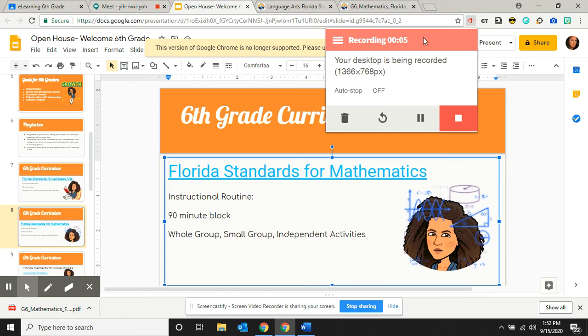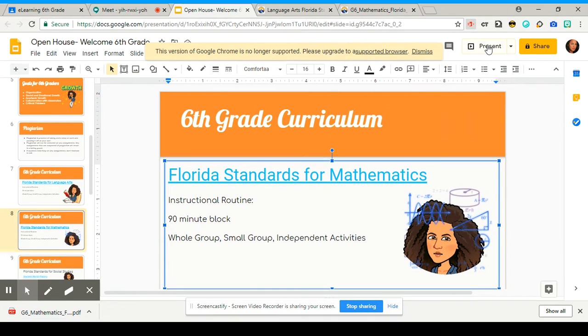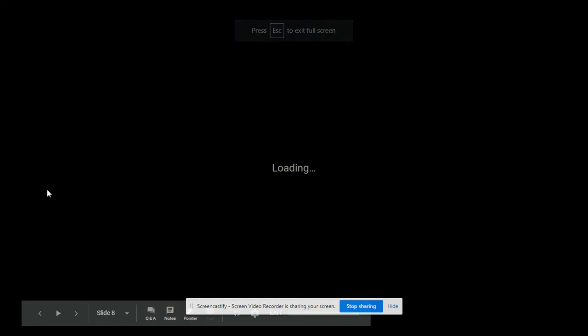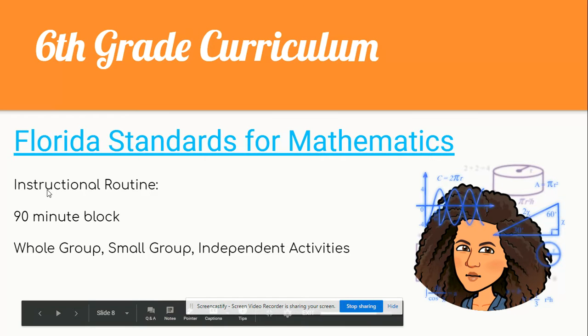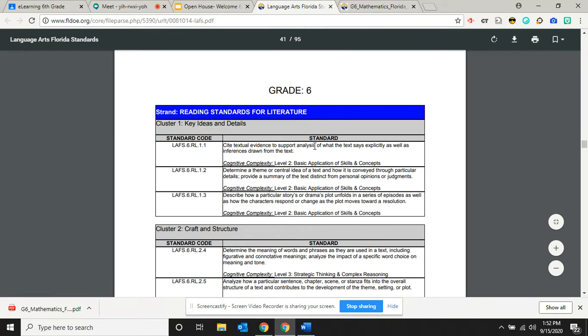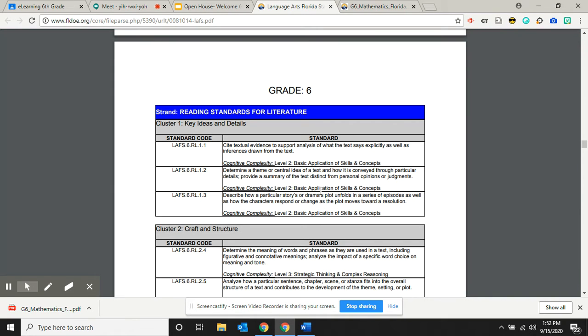All right, so here's part 2 of our virtual open house. So here we have the curriculum for language arts for 6th grade. Just to get right to the actual standards, in 6th grade, we have a few different strands.